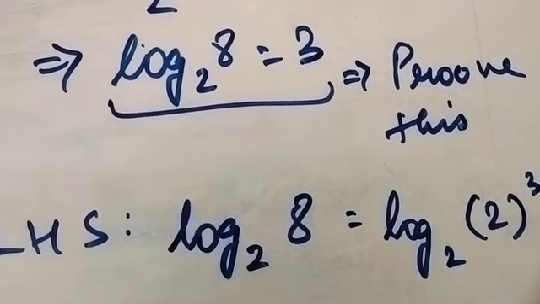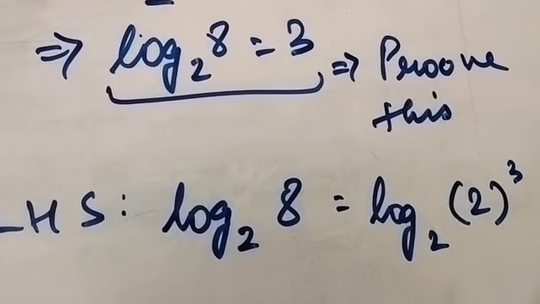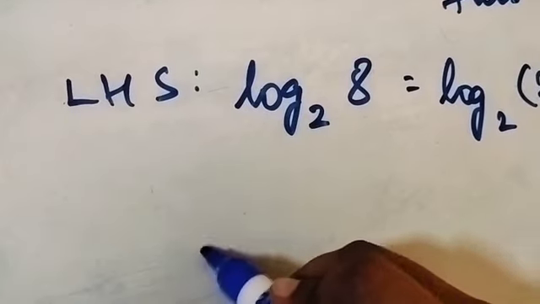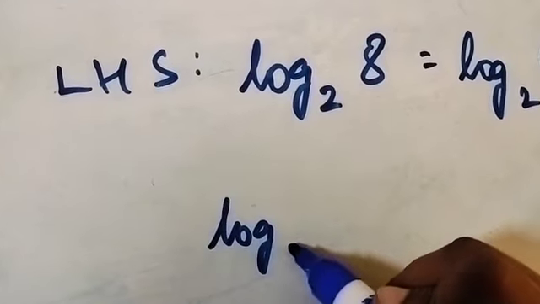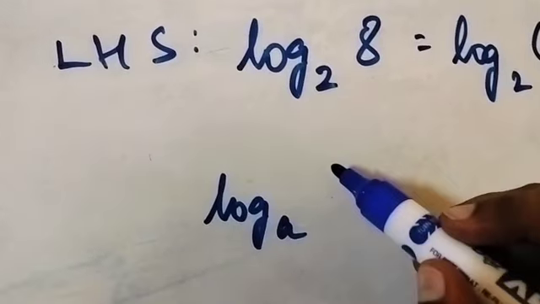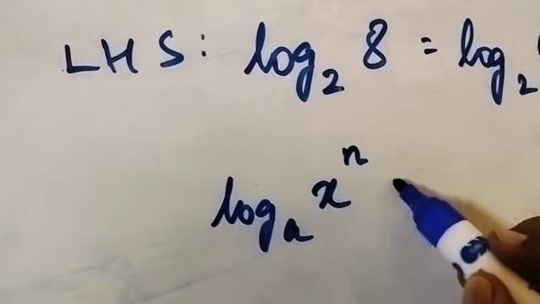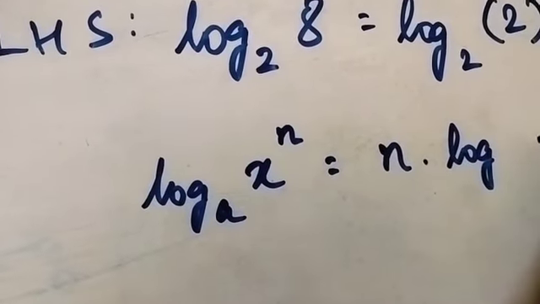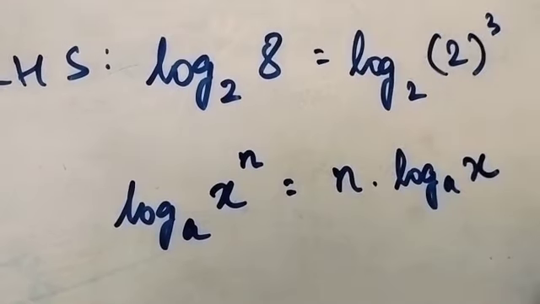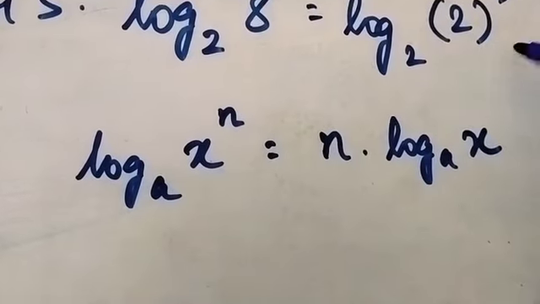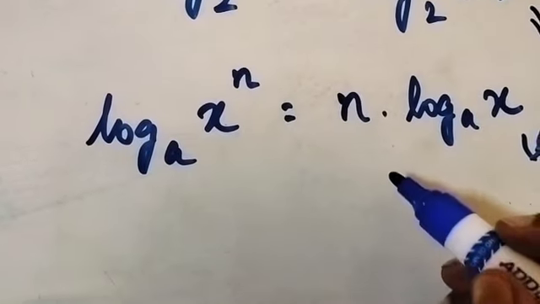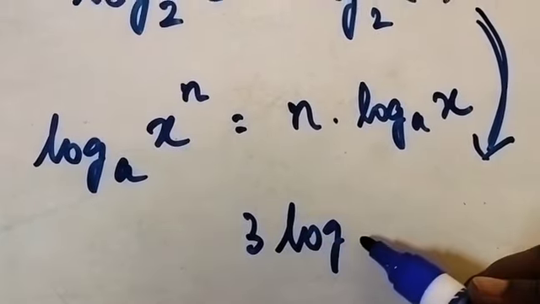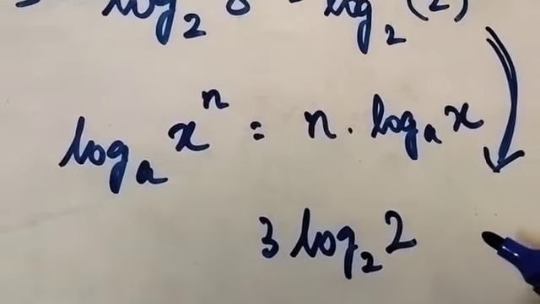Now later on you would also be teaching them the power rule. The power rule simply states that if you have log some base a, where a is any real number, x to the power n, it can simply be written as n, which is the power, followed by log a base x. Right? Now if we want to deal with this, what can we do? We can write it as 3 log base 2 2.